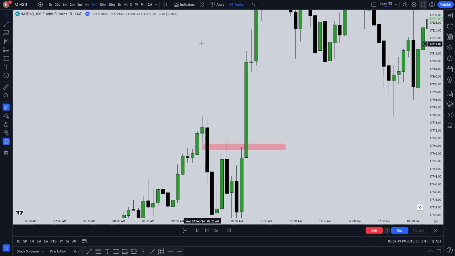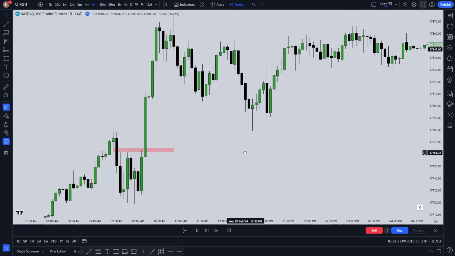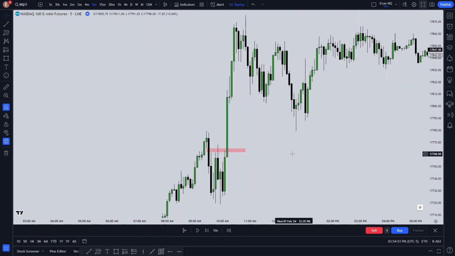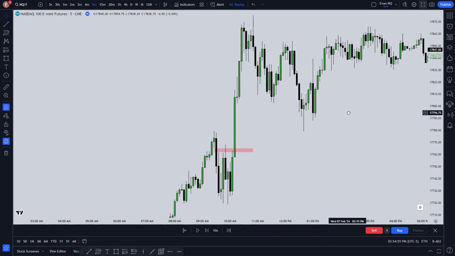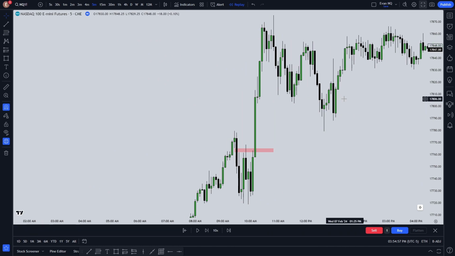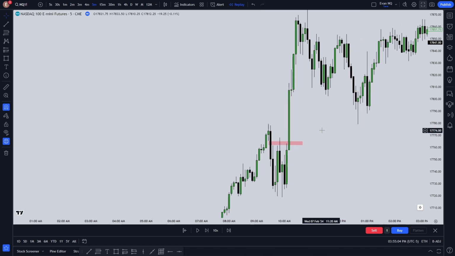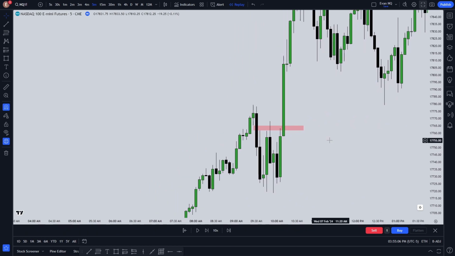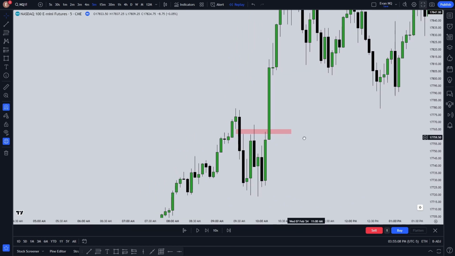And this is what I mean. Price just does not come back down at all throughout the whole rest of the trading day. Does not come back down at all to retrace back into it. The closest it got was right here. So not every time it's gonna retrace back down.